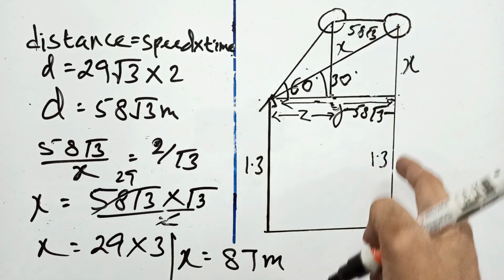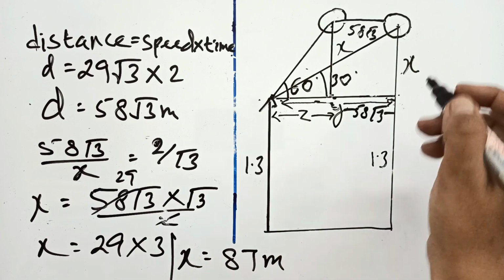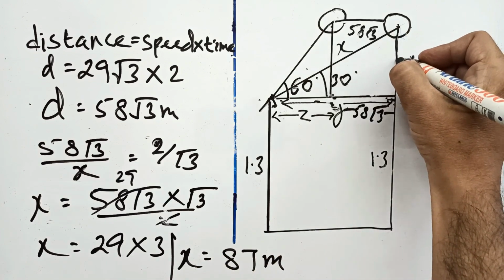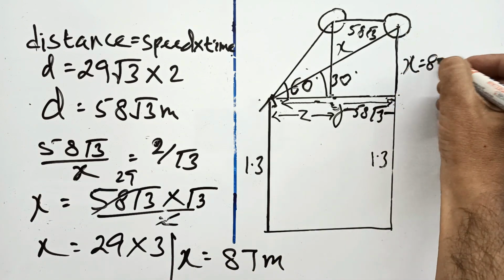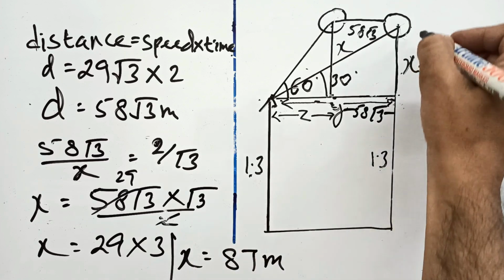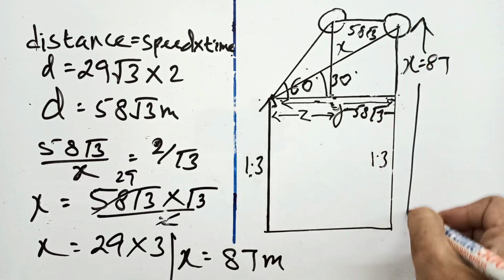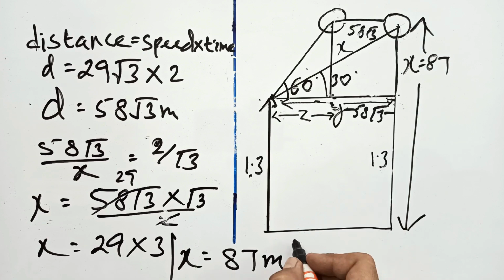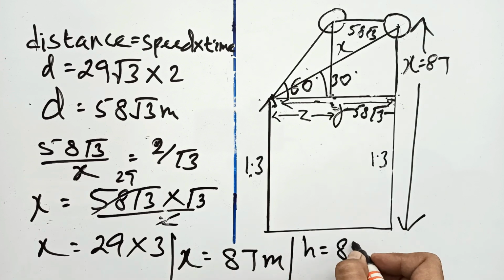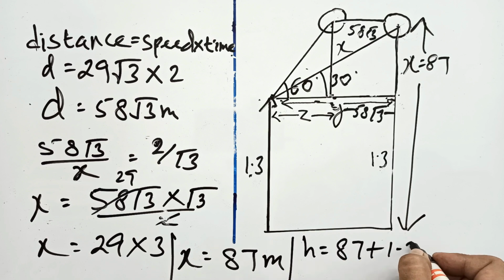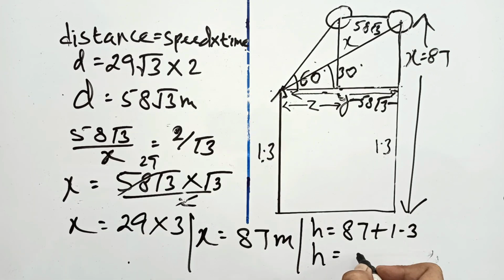Do not forget to find the height of the balloon. This is not our answer, this is only the portion x, 87 meters. And this is 1.3, so the total height will be 87 plus 1.3. So the required height will be 88.3 meters.